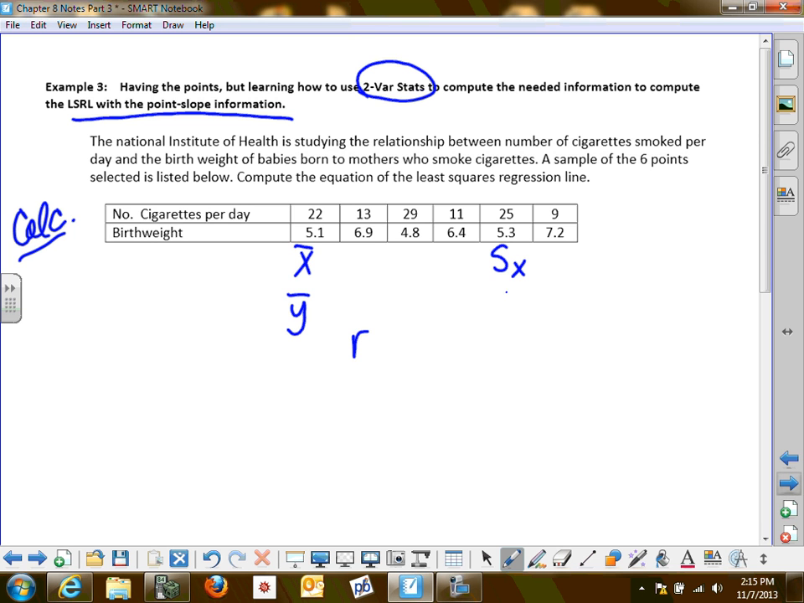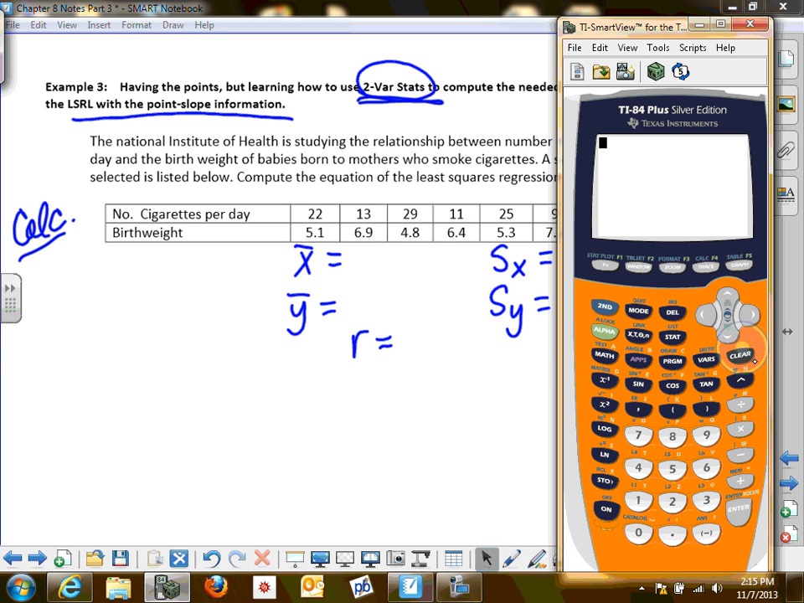Standard deviation of x and standard deviation of y. Very good. Okay, so you told me these are all the things that I need, and I'm going to tell you that you can get all these pieces of data from your calculator using this two-variable stats. So I'm going to teach you how to do that. Put your data for this into your L1 and L2.